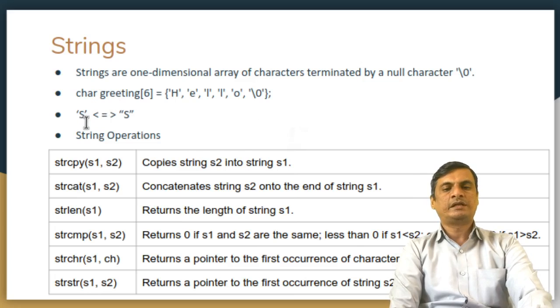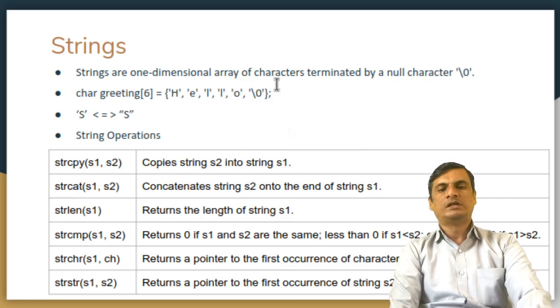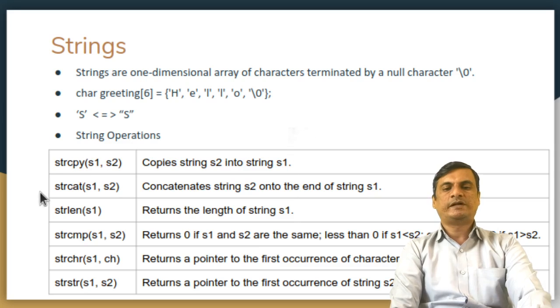A character like S, when enclosed within single quotes, is a character, but when enclosed within double quotes it becomes a string, because by default \0 is attached at the end. But the length of the string here will be only 1. \0 is not considered for length. Different languages specify different functions.